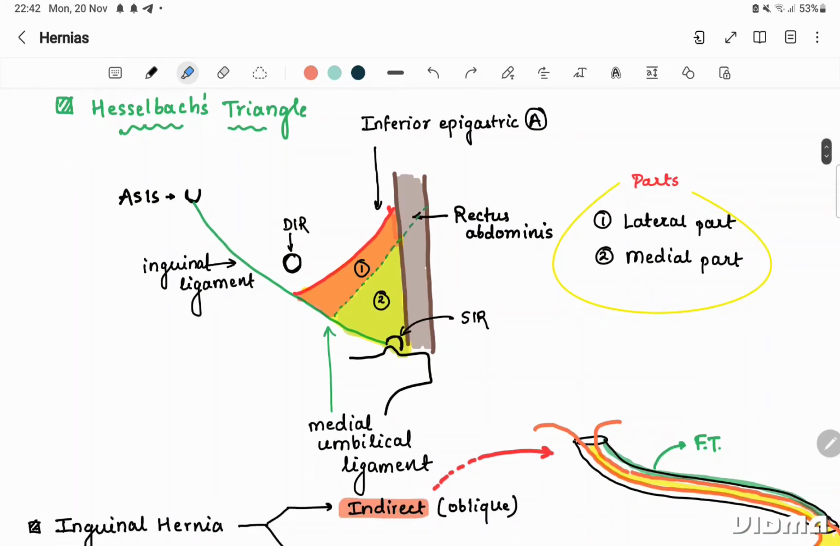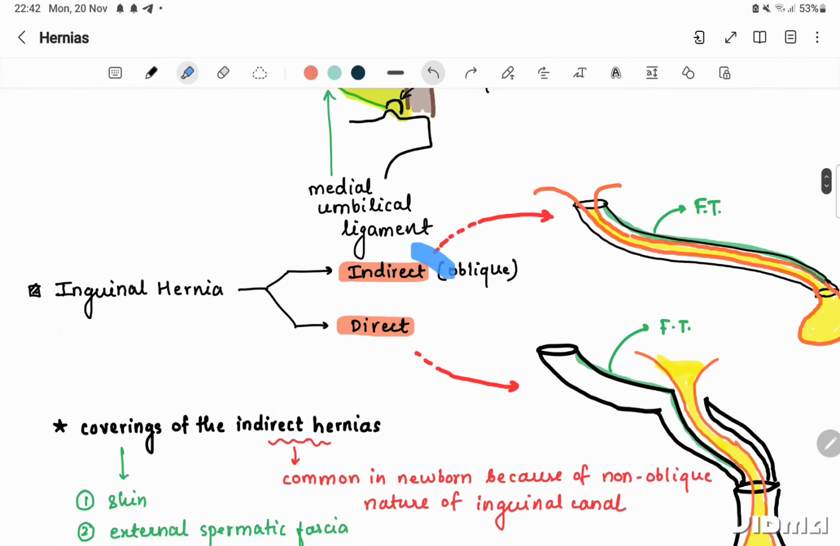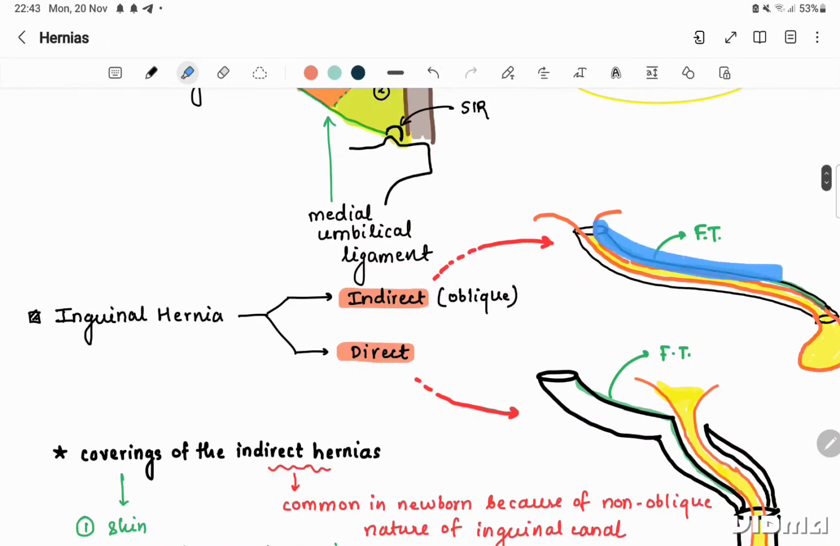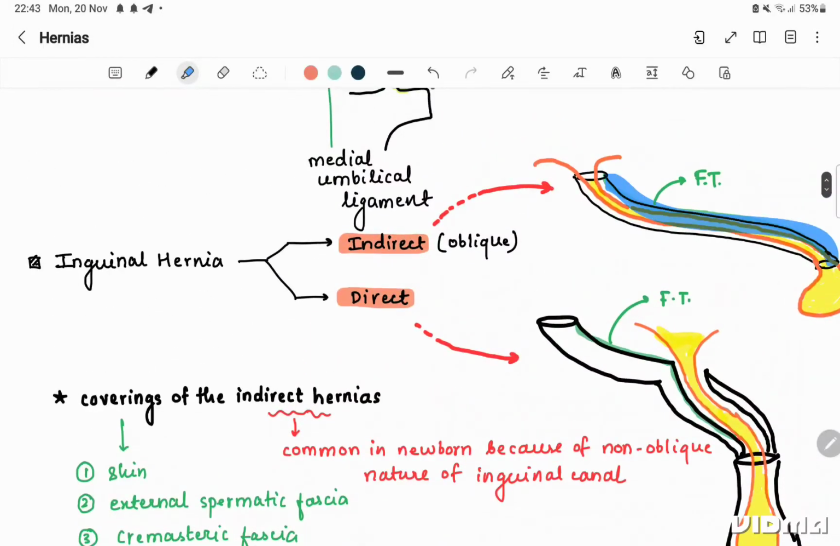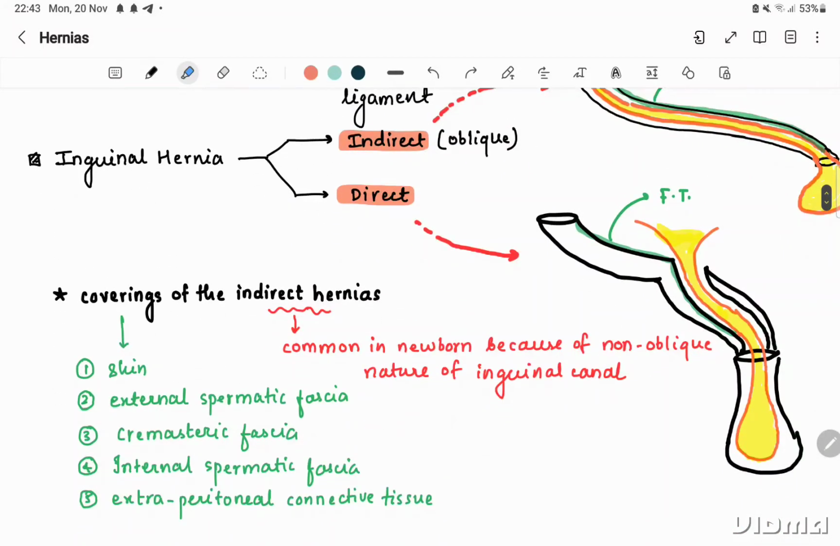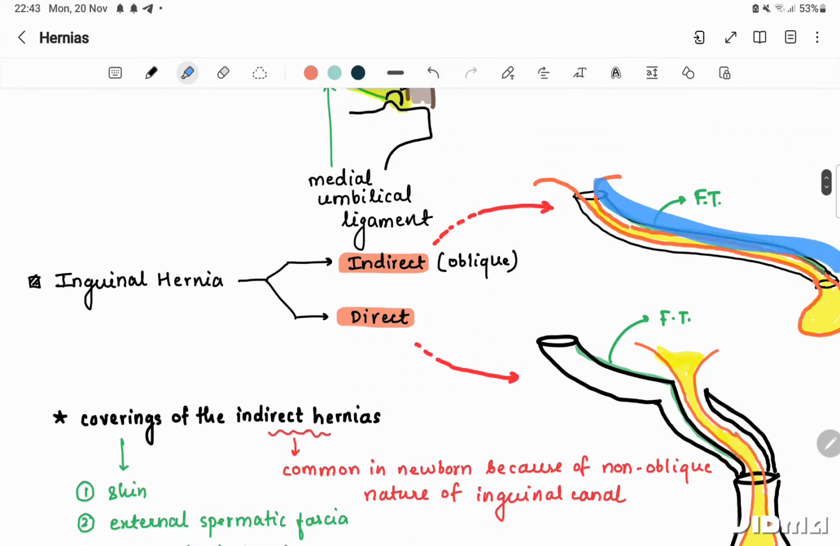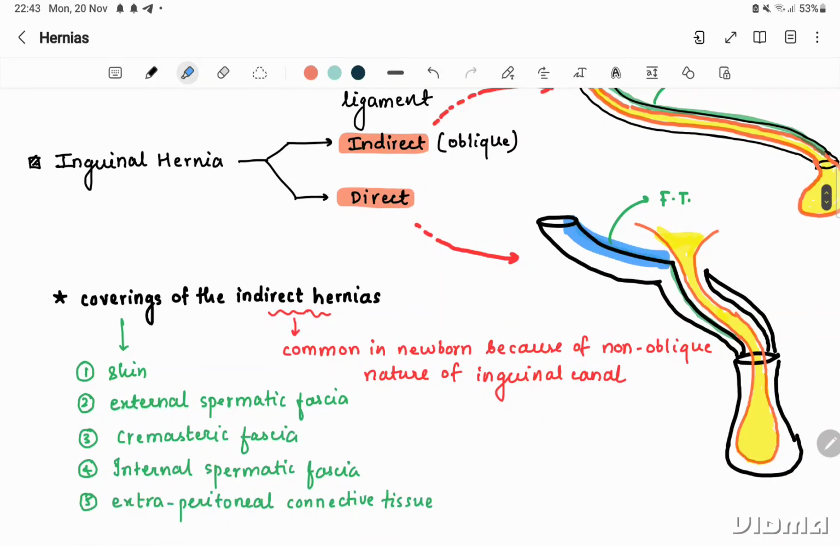Then we have inguinal hernias, which may be of two types, indirect or direct. Indirect is called the oblique hernia. If you have the inguinal canal here, the hernia will protrude through this canal like this, through the superficial inguinal ring. The deep ring is over here, and the indirect hernia passes through it, where the fascia transversalis is intact. The direct hernia breaks through the fascia transversalis and protrudes into the sac like this.